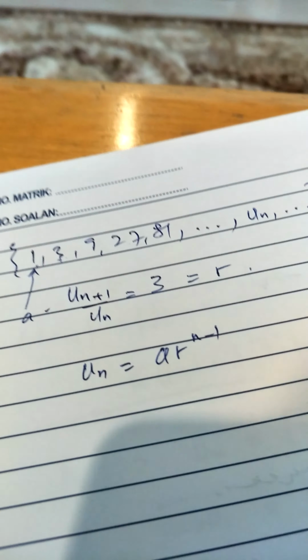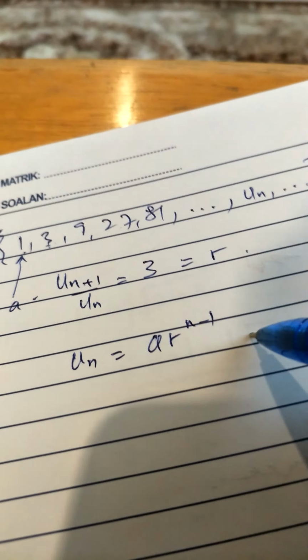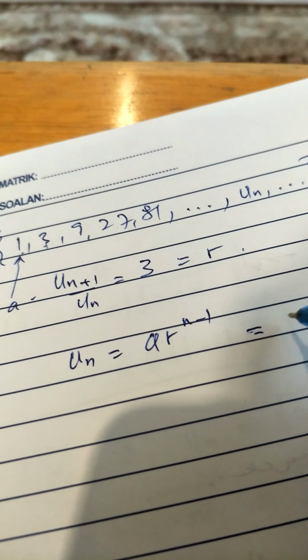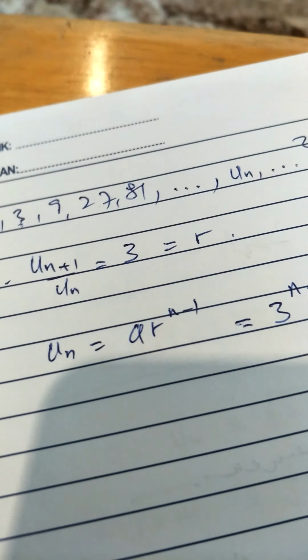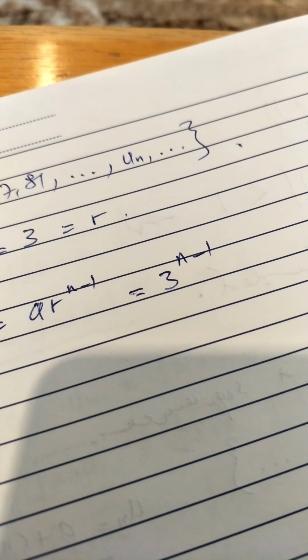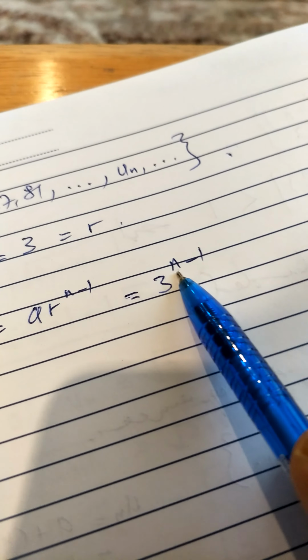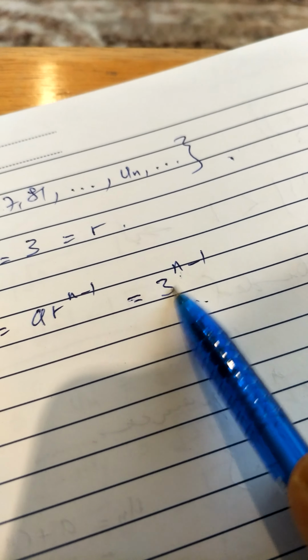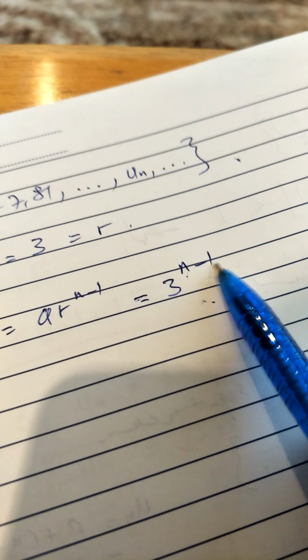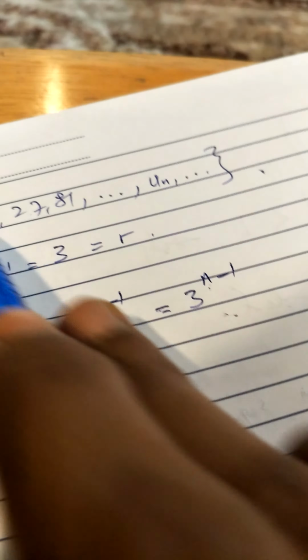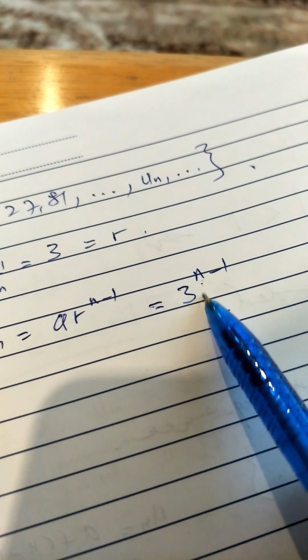Your a is 1, your r is 3, then r to the power n minus 1. Now you can check. When n equals 1, you get 3 to the power 0, which is 1. When n equals 2, 2 minus 1 is 1, so 3 to the power 1 is 3. When n equals 3, and so on.